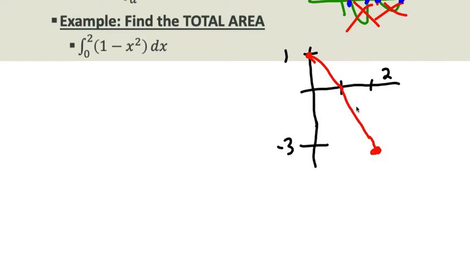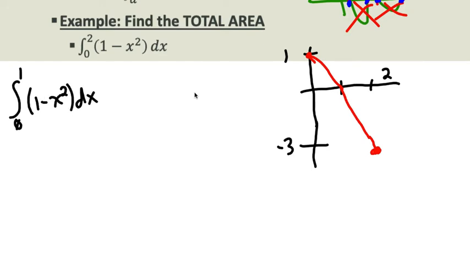So what you need to be able to do is recognize either where a cusp occurs, that sharp turn, or where your function is equal to 0. And we'll actually just split it up around that. So that's what we're going to do here. We know this is 0 at 1. So from 0 to 1 of 1 minus x squared dx.